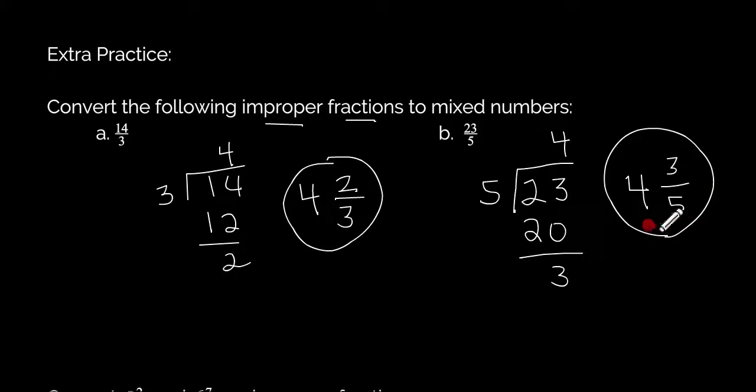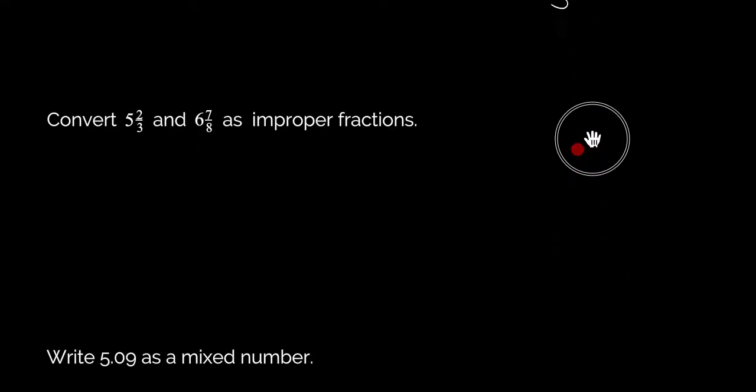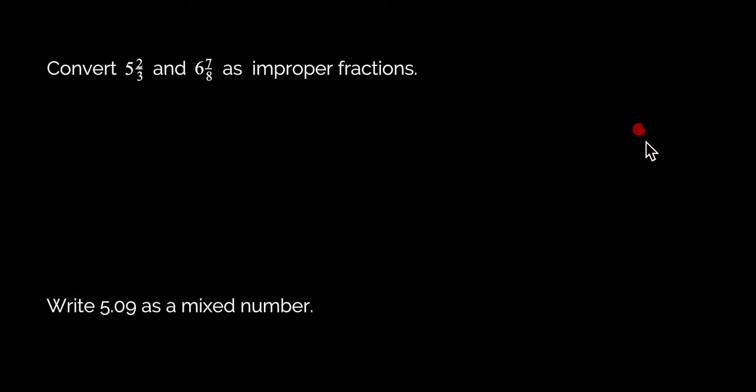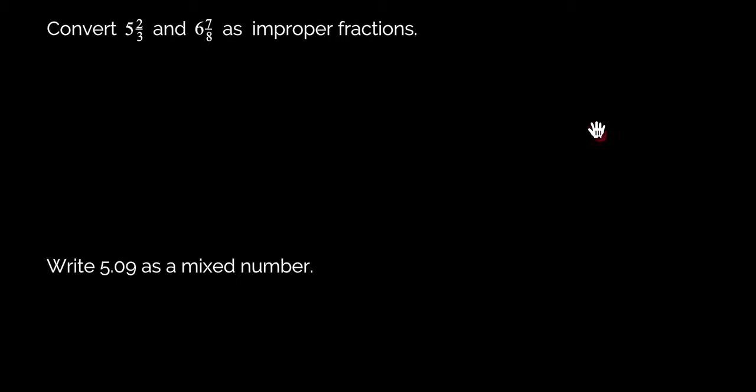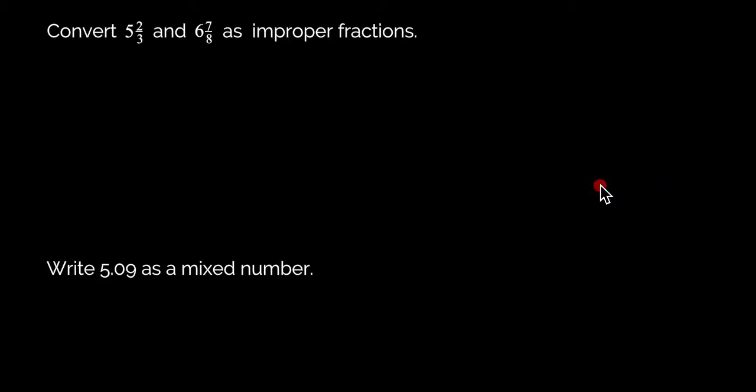So I'm actually doing the practice problems for you, saving you a little time. Okay, here we go. Let's move down to the next ones. It says convert 5 2/3 and 6 7/8 to improper fractions. So turn off the video, and I want you to try to make both of those mixed numbers into improper fractions. Go.